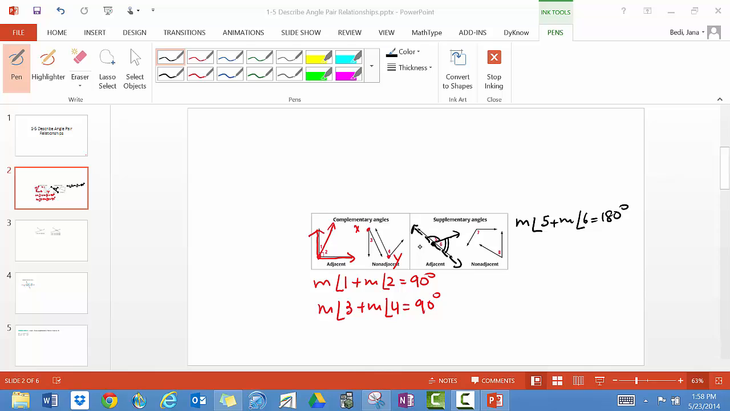Okay, this is your common vertex. Let's call this P. Over here you have angles 7 and 8. Let's call that L, M. Again, two distinct vertices. Measure of angle 7 plus measure of angle 8 is also equal to 180 degrees.